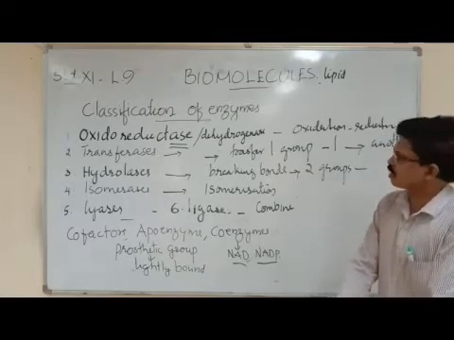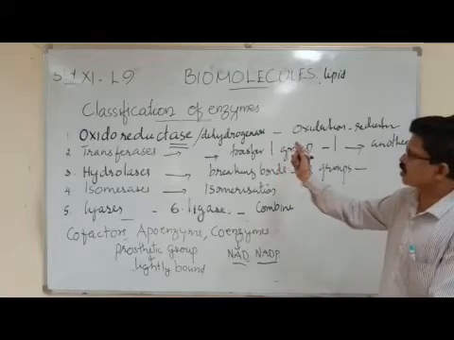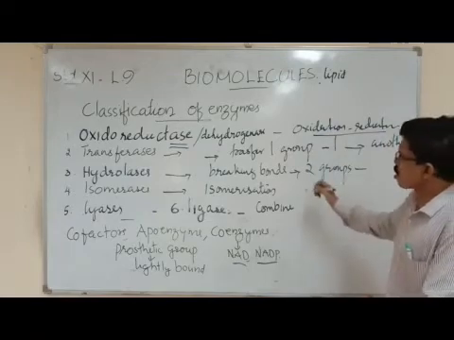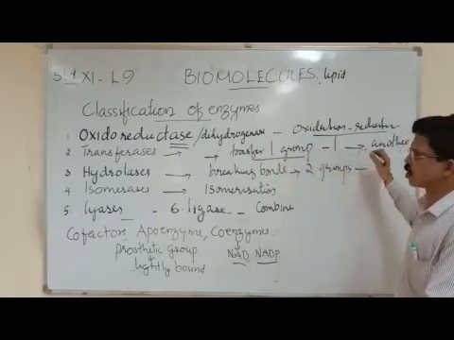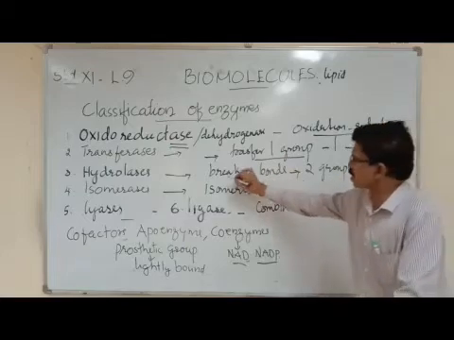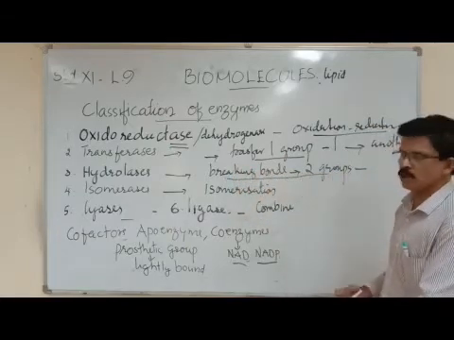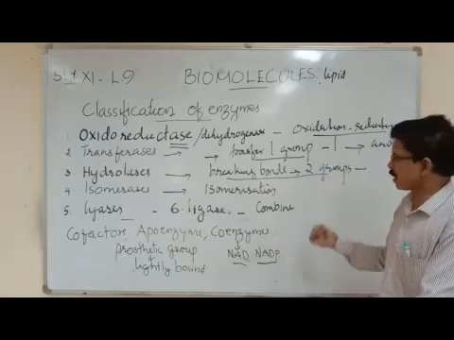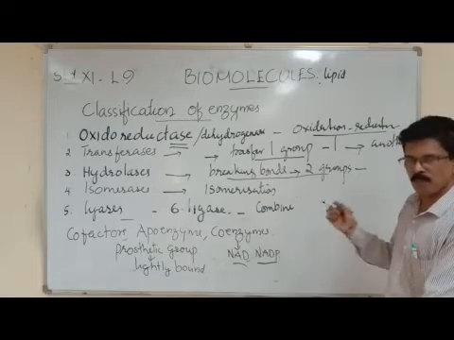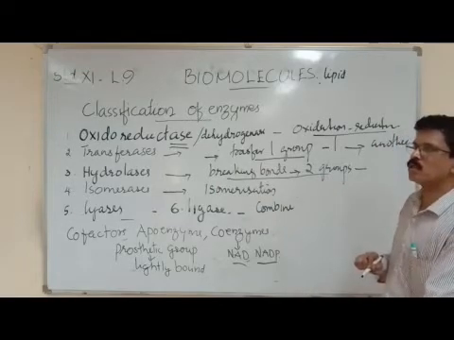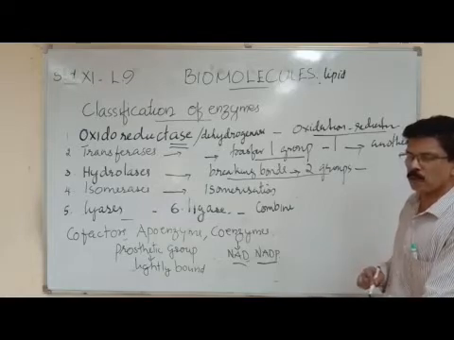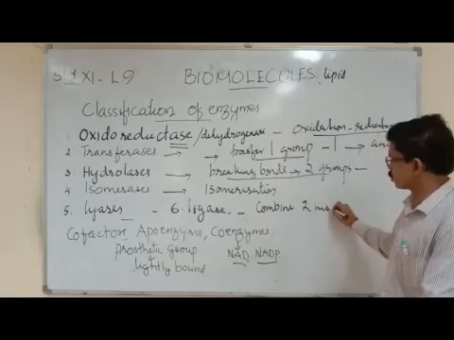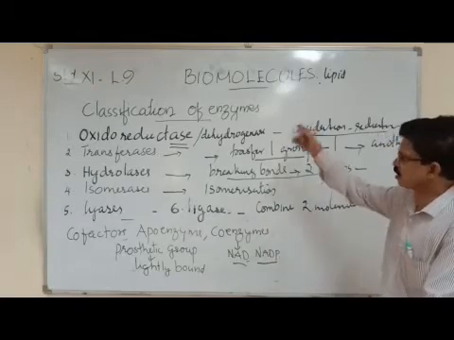So, what are the 6 types of enzymes? Oxidoreductase or dehydrogenase control oxidation reduction reaction. Transferases transfer one group from one compound to another compound. Hydrolases break down the bonds between two groups and separate the groups. Isomerases catalyze isomerization reaction. Lyases break down the compounds, or lyases separate the groups without hydrolysis. And ligases combine two molecules. These are the 6 types of enzymes.